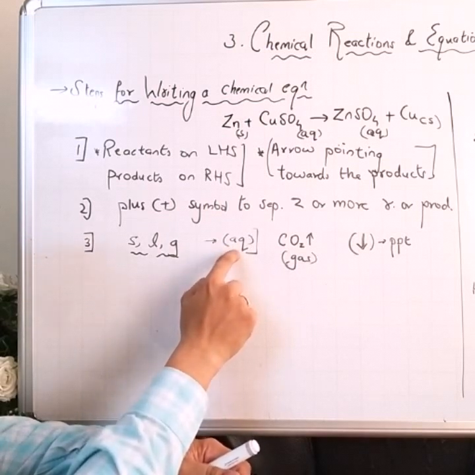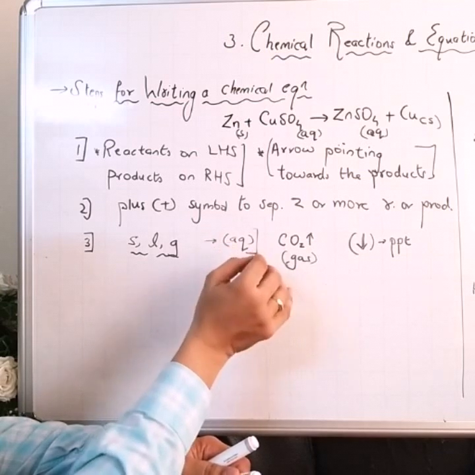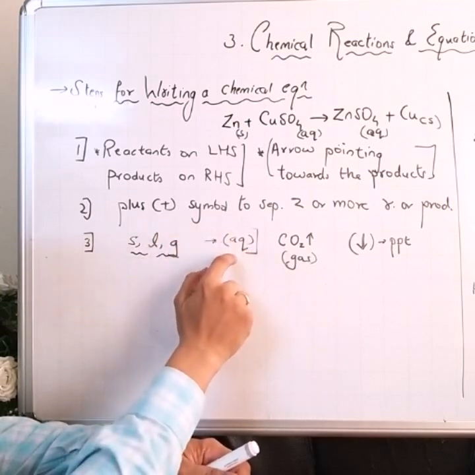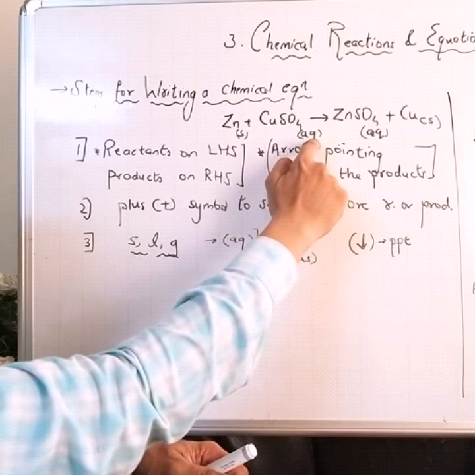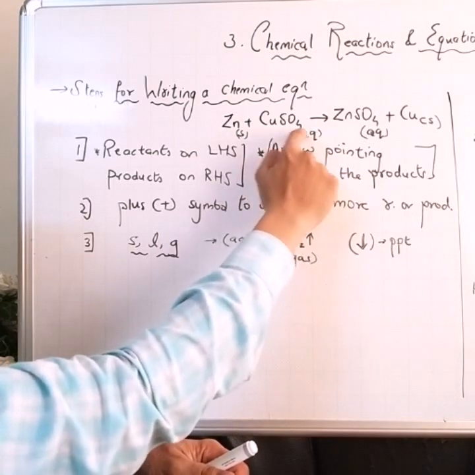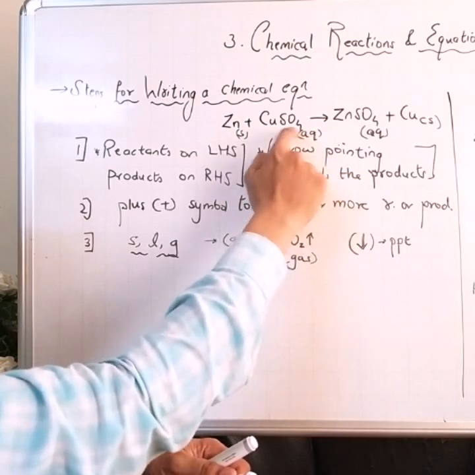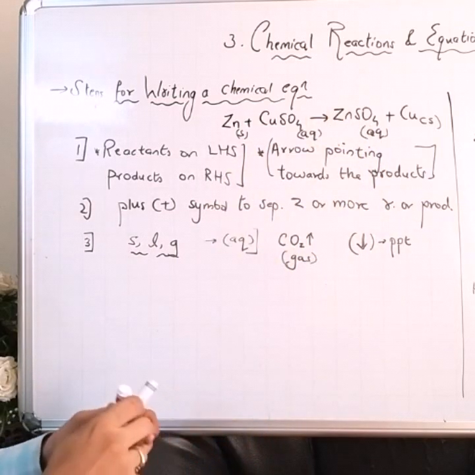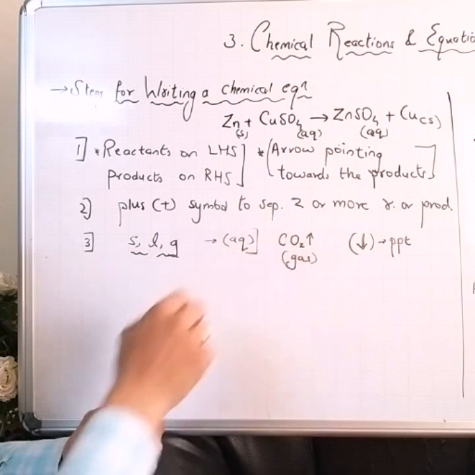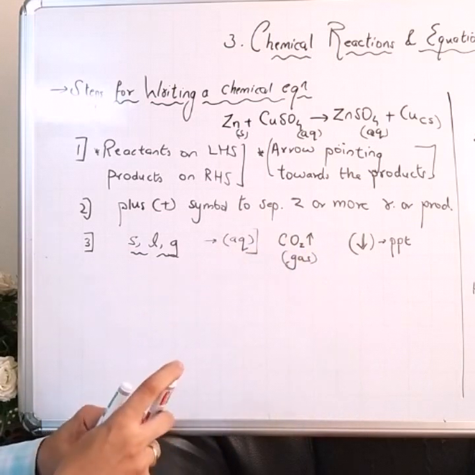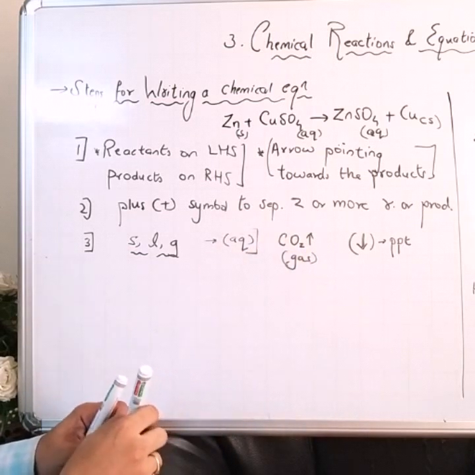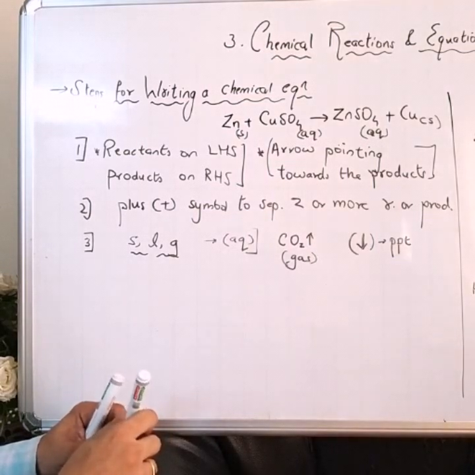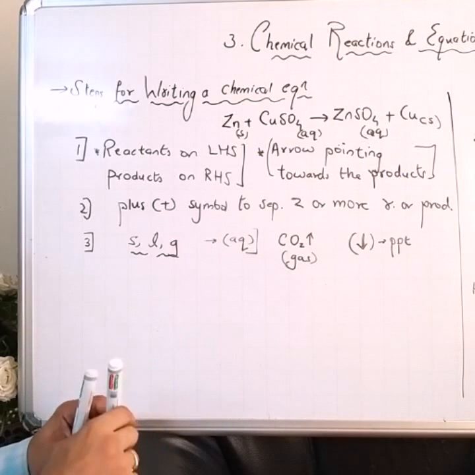Aqua means water. Aqueous solution means something dissolved in water. So in that case, we put an AQ symbol as a subscript. Okay. So copper sulfate is in aqueous state, zinc sulfate is in aqueous state. If a gas is liberated, we put an upward pointing arrow beside the formula. And if an insoluble substance is obtained, we put a downward pointing arrow next to that formula.